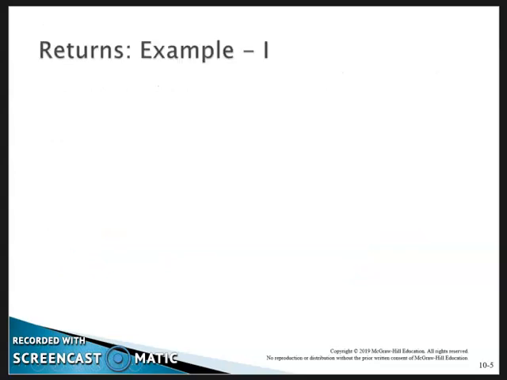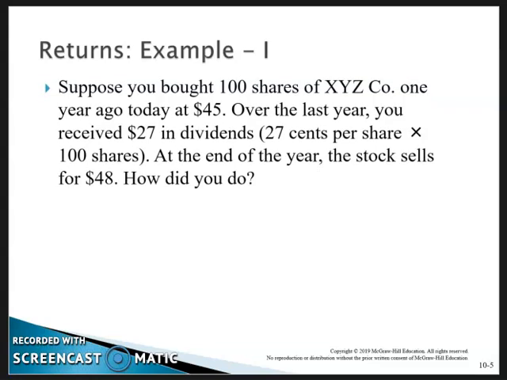So, example. Suppose you bought 100 shares of XYZ company 1 year ago today at $45 per share. Over the last year, you received $27 in dividends, or 27 cents per share. At the end of the year, the stock sells for $48. How did you do?